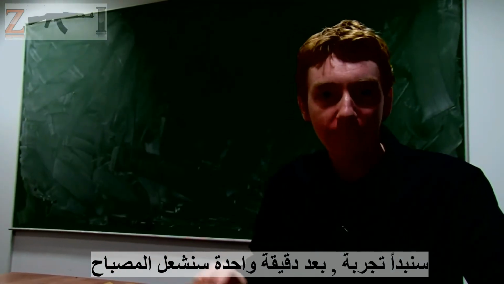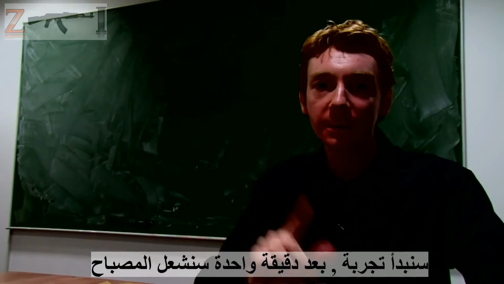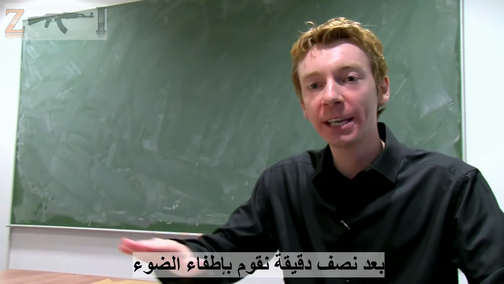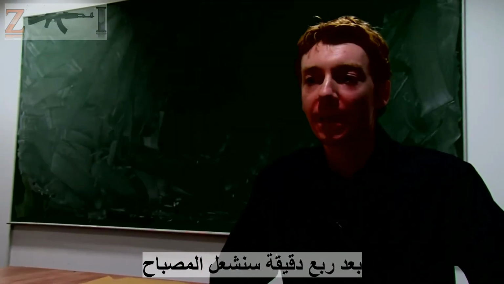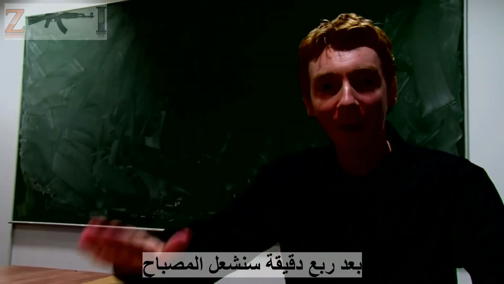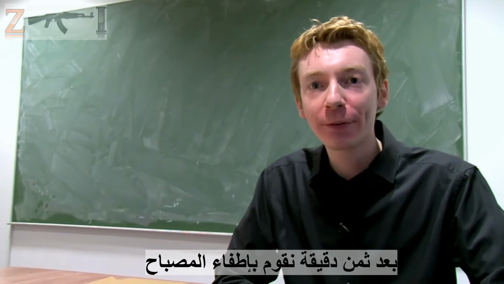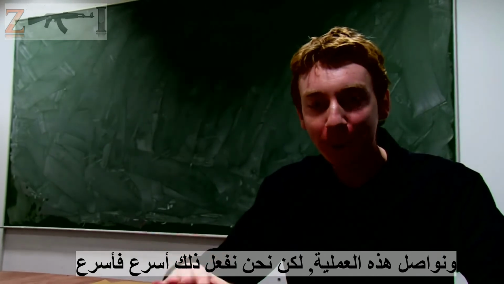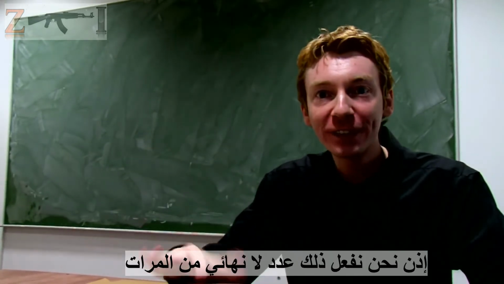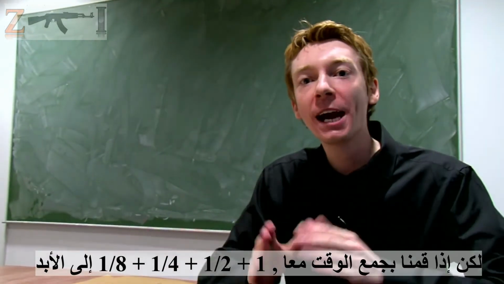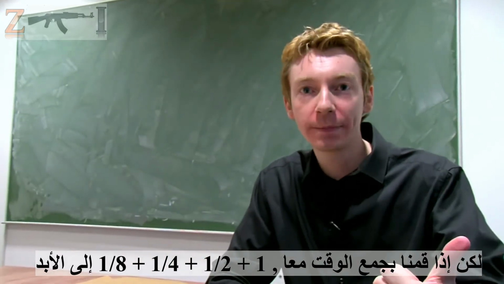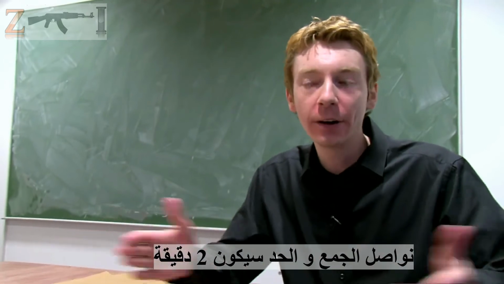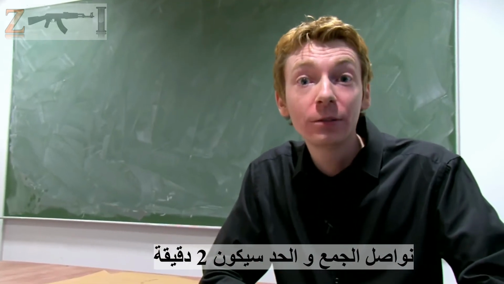You're going to start an experiment. After 1 minute, you turn the light on. After half a minute, you then turn the light off again. After a quarter of a minute, you turn the light on. After an eighth of a minute, you turn the light off. And you're turning it on and off, but you're doing it quicker and quicker and quicker. So you're doing that infinitely many times. But if we add up the time together, 1 minute plus half a minute plus quarter of a minute plus an eighth of a minute forever adds up to 2 minutes.